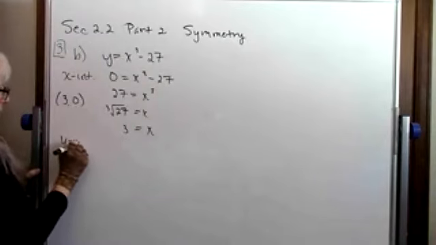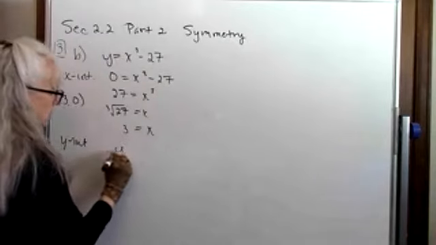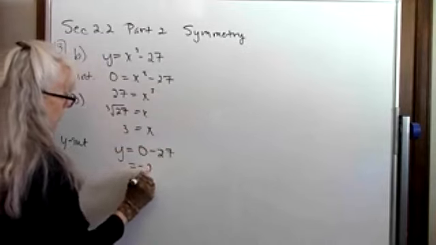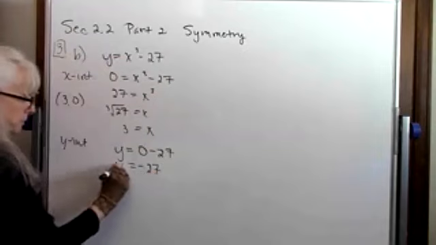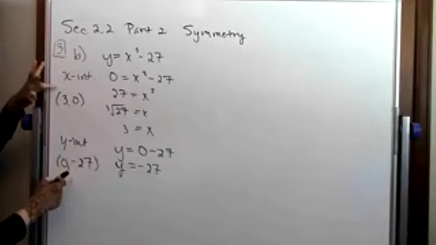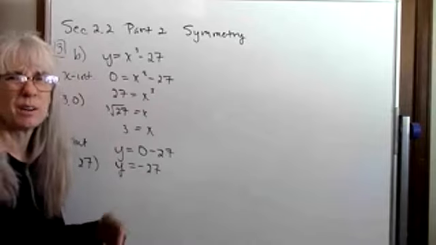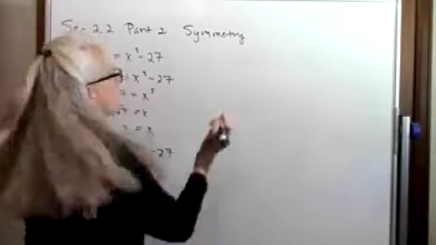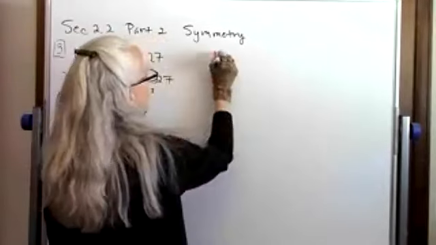A y-intercept, we're going to come in and replace x with 0. So we have 0 minus 27. That's a negative 27. That is way down there. So that's 0, negative 27. Okay, now notice no repeats, right? We don't have a plus or minus anywhere. So we're probably thinking that there's not much in the way of symmetry here. Okay, let's come in and test for it.